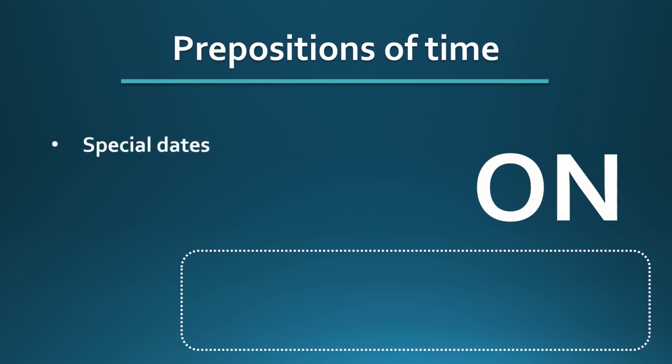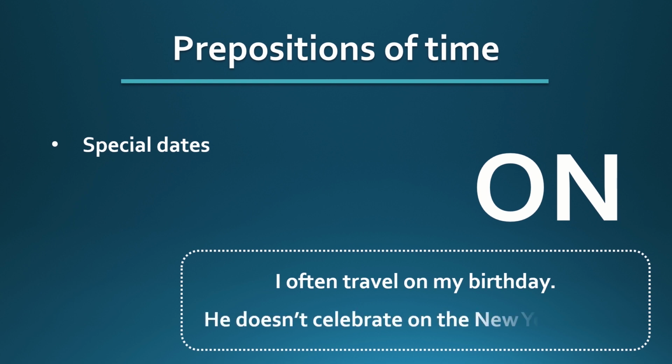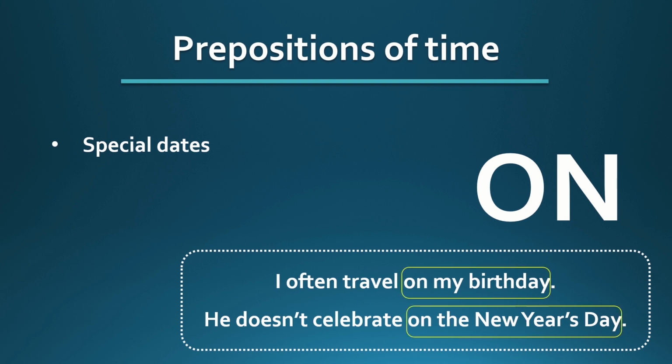So we use on to talk about special dates like birthday, New Year's Day, and so on. I often travel on my birthday. He doesn't celebrate on the New Year's Day. So when we talk about days or dates that has special occasion or festival, we use on.